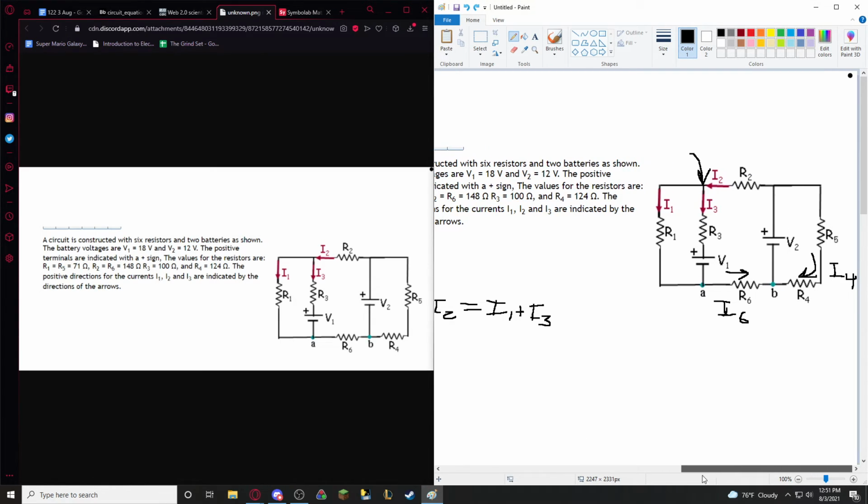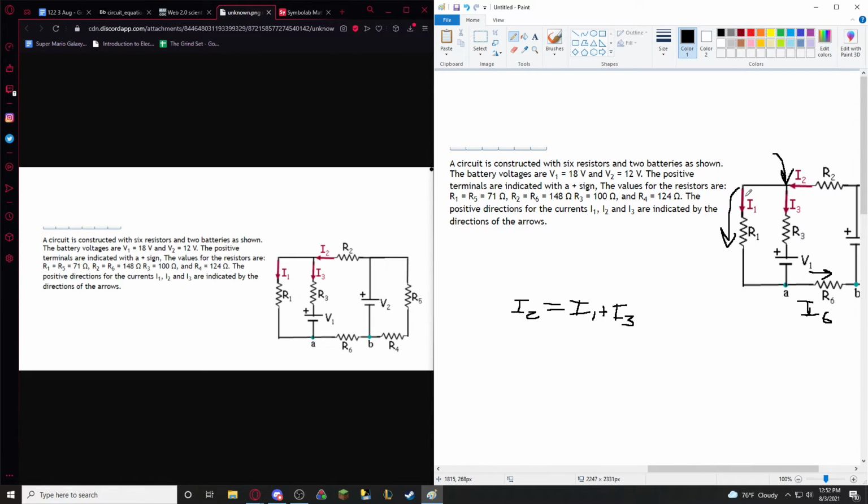What's another equation? Let's do this loop here. Cool. We've got to get an equation for almost all the loops. So we'll go through here. It's minus I1 R1. Yeah, because we're going with it. I'm not going to write I1 R1, I'm going to write the actual value for R1. So minus 71 I1.